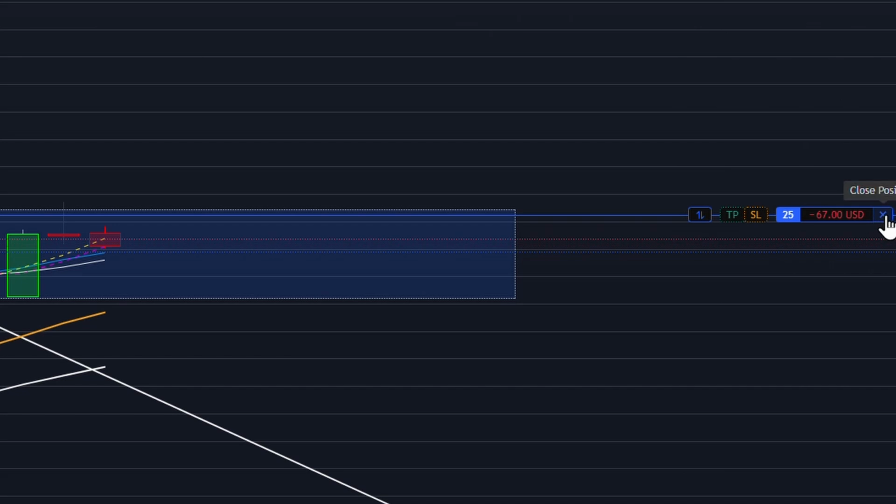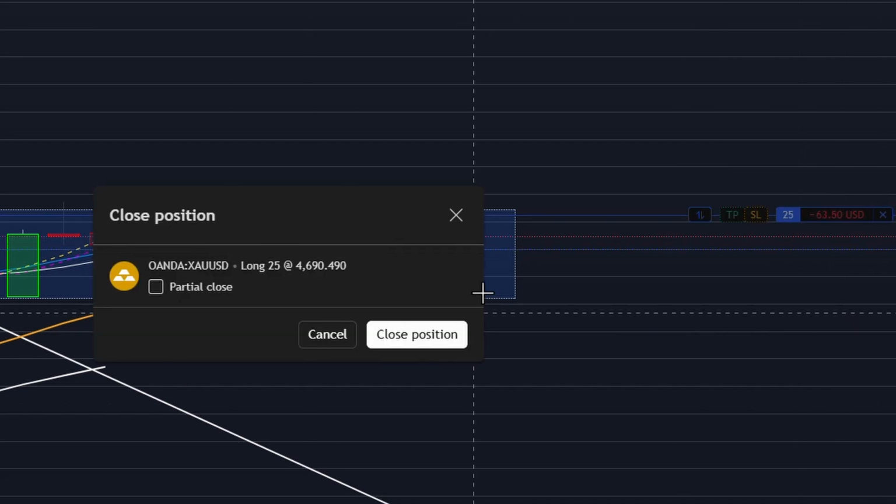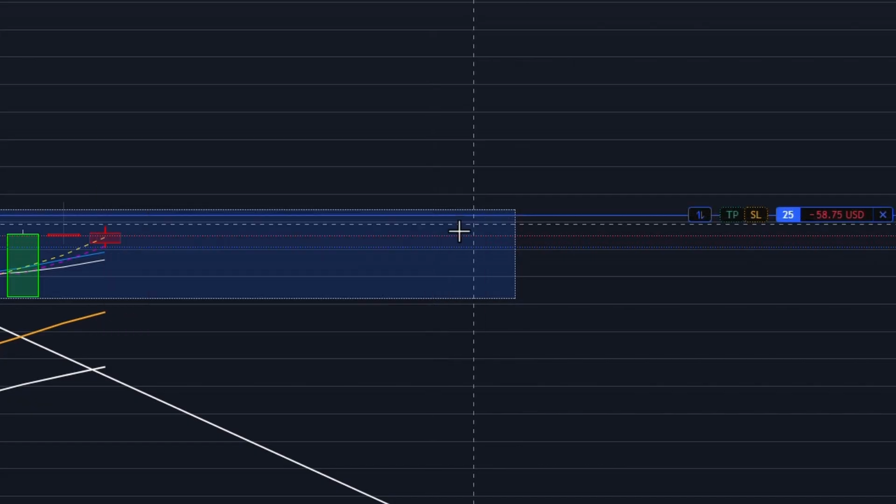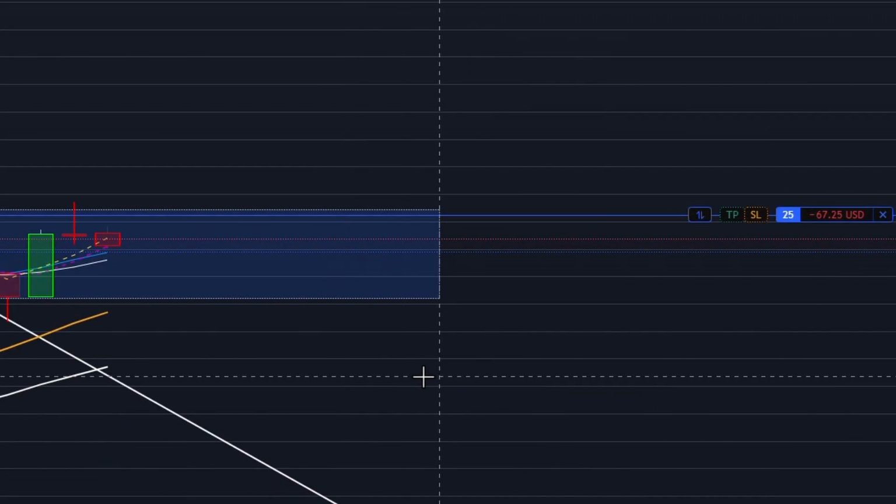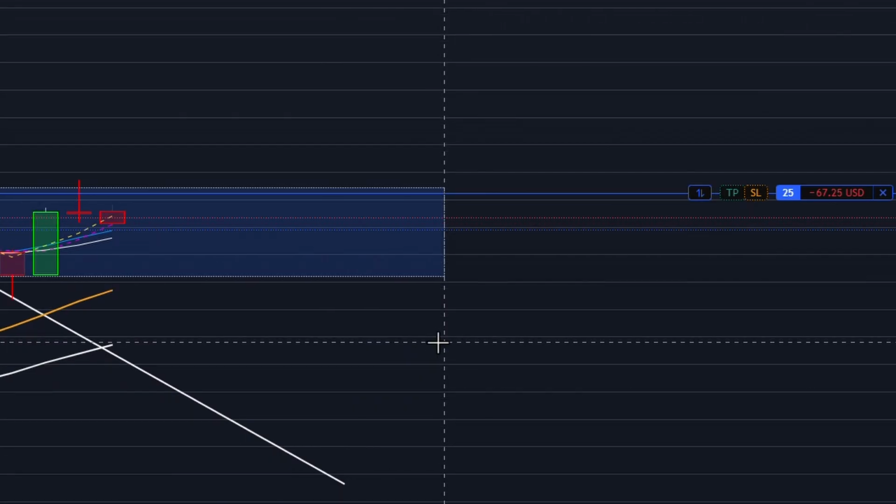Actually, I can do that right now. I can just push S and you can see close the position. But you don't want to waste the time. So that's why I push X and I use the enter button of my keyboard.